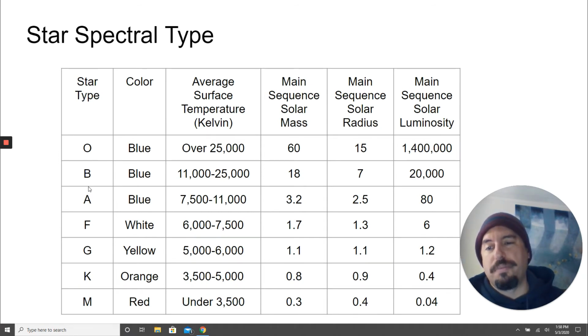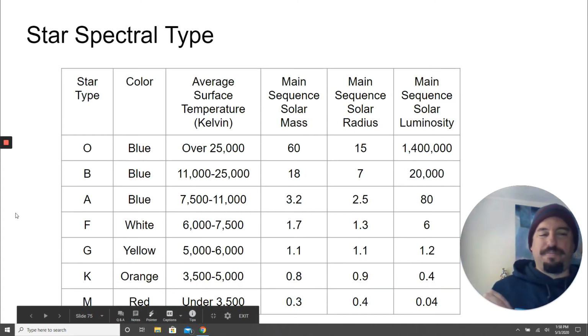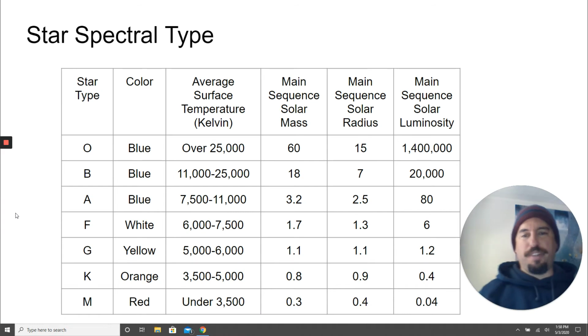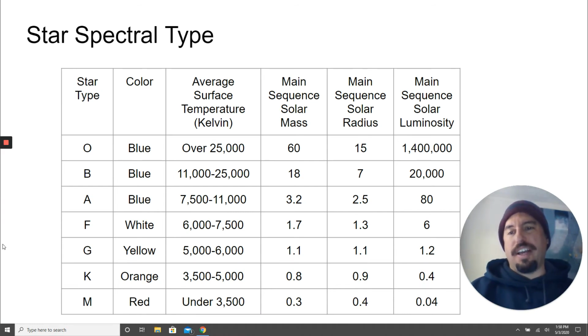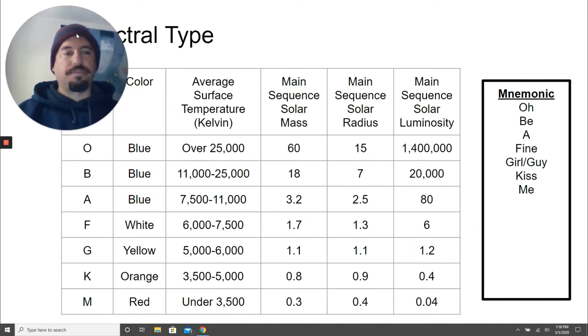There is a way to remember this order. There's an acronym. I did not come up with this. This is well known and pretty famous, and if you're taking other astronomy classes, you'll learn about it. It is O, be a fine girl or guy, kiss me. So the mnemonic, O, be a fine girl or guy, kiss me. OBAFGKM.